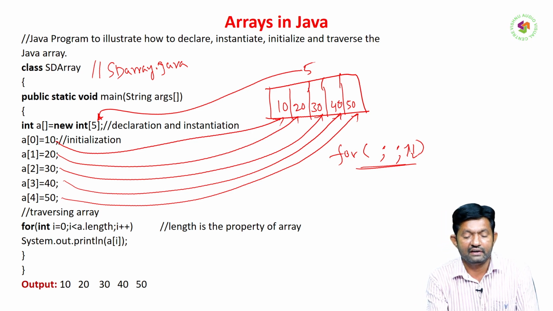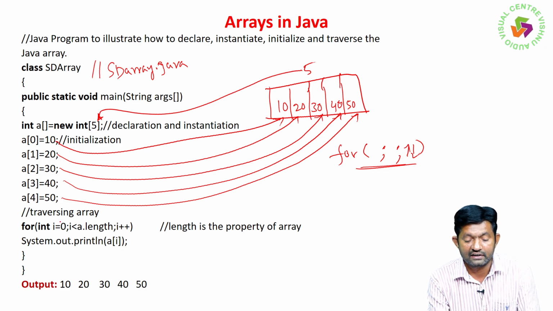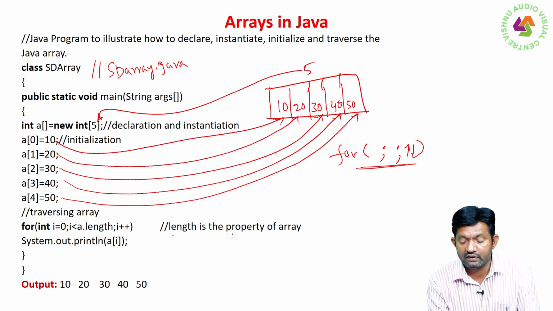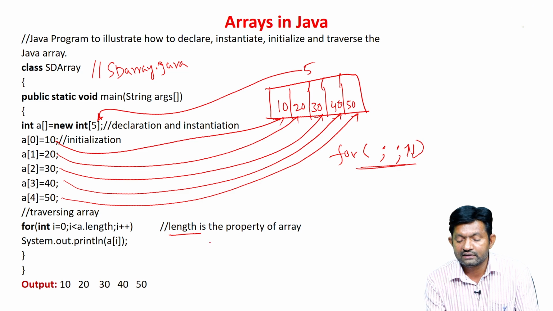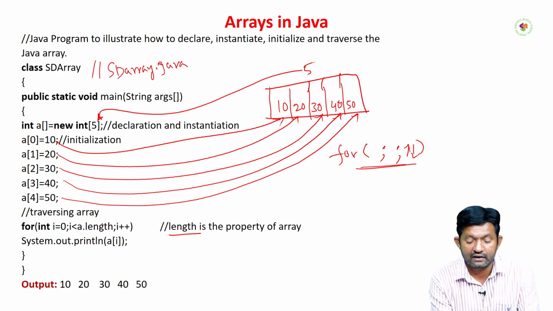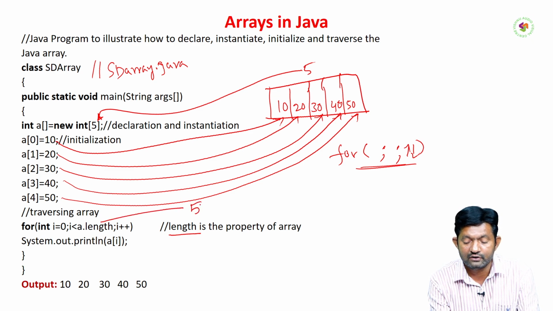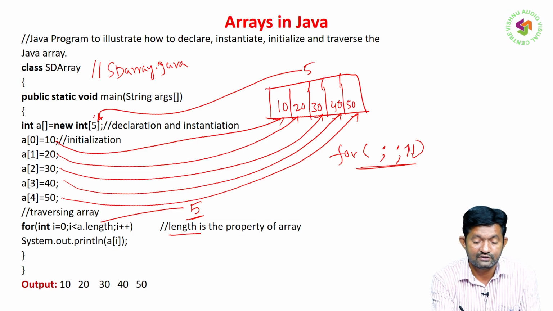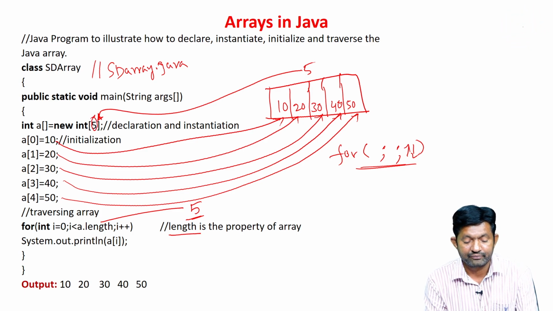So based on the given elements, 5 elements, we have to write that the array index starts with 0. That's why for int i = 0; i less than a.length. The length property is available in Java. To find the length of an array, length is the property of an array. a.length returns the value 5 here because the size is 5. So System.out.println a[i].